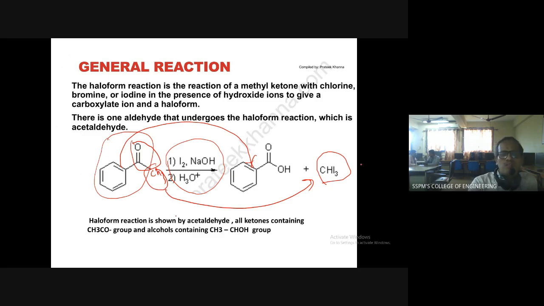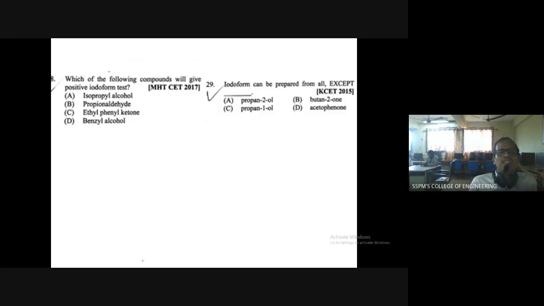Now, what is the basic requirement? I mentioned here that the haloform reaction is shown by acetaldehyde, all ketones containing the CH3CO group, and alcohols containing the CH3CHOH group. Among aldehydes, only acetaldehyde. So basically CH3CO and CH3CHOH groups must be there. Then and only then is the haloform reaction possible.